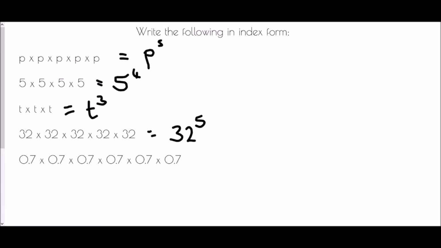And finally, we have 0.7 times 0.7 times 0.7 times 0.7 times 0.7 times 0.7. That tells me that 0.7 is my base. How many of them are there? Well, there are 6. And so we have 0.7 to the power of 6.